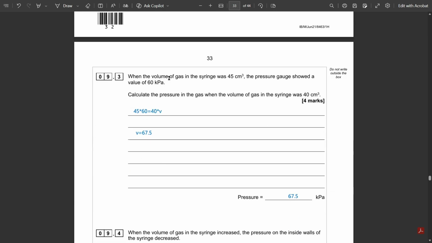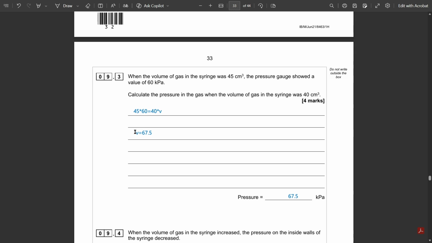When the volume of the gas in the syringe was 45 centimeters cubed, the pressure gauge showed a value of 60 kilopascals. Calculate the pressure in the gas when the volume of gas in the syringe was 40 centimeters cubed, and it also wants it in kilopascals. Well, pressure times volume equals a constant. And as I did earlier on in this test, if two things are equal to a constant, you can just set them equal to each other and do the maths directly. So 45 times 60 equals 40 times the pressure.